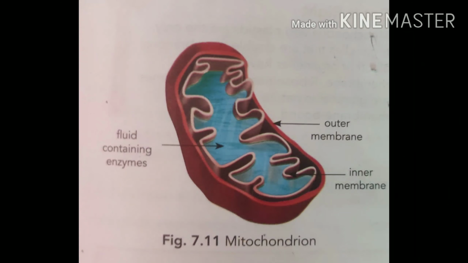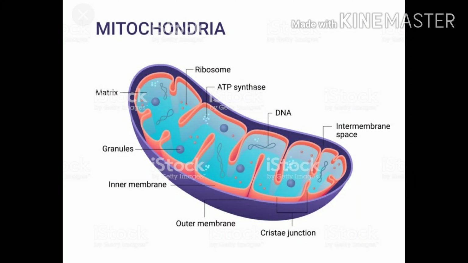It also regulates the metabolic activity of the cell. It has fluid that contains enzymes. The red color is outer membrane and the brown color is inner membrane. Let us move on. Vacuoles.